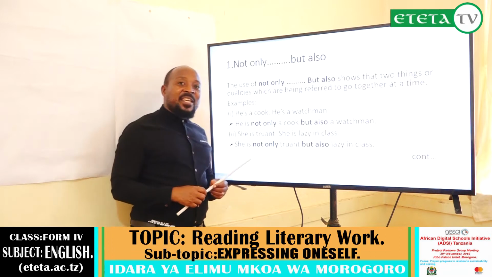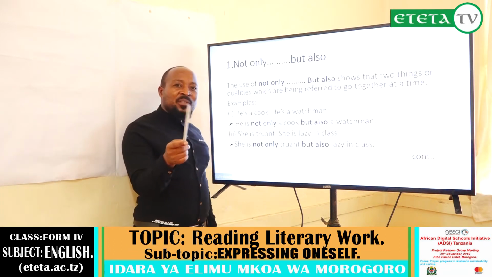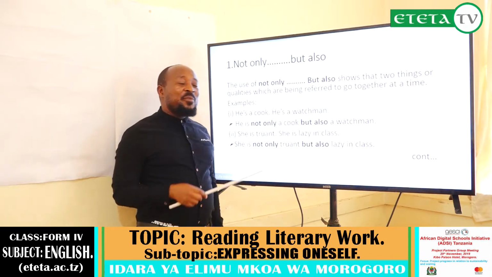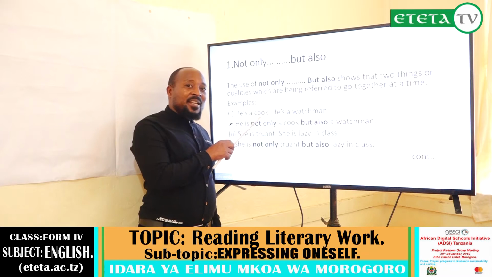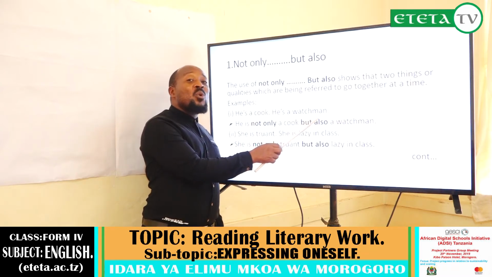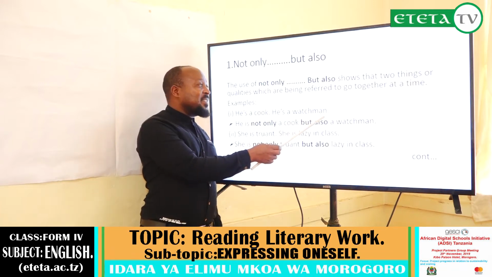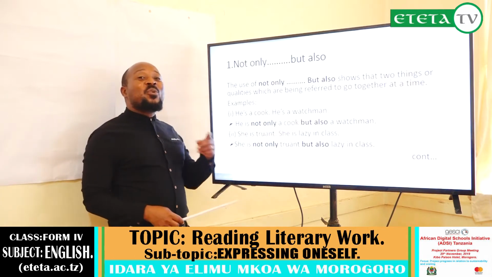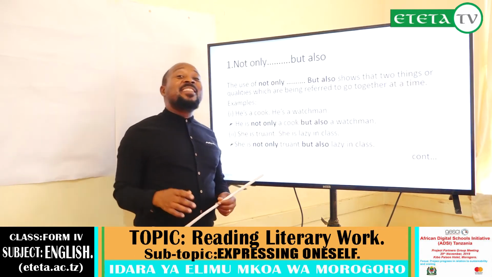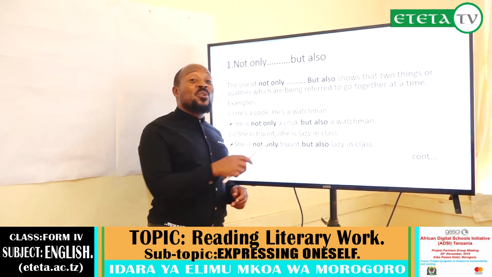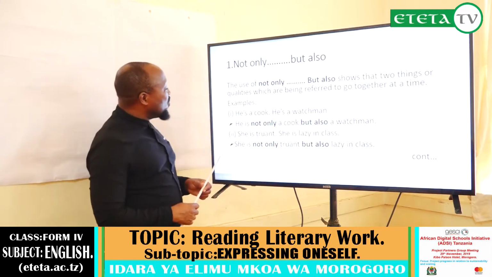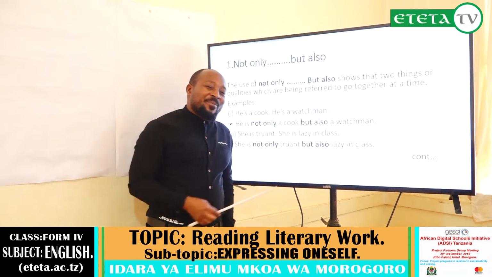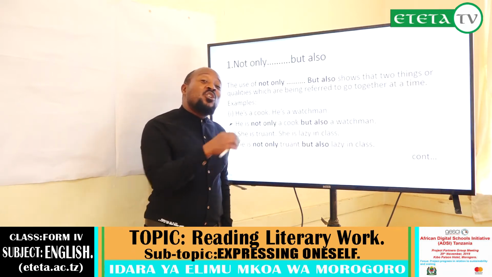For example, let's check here. You have this one person who has two occupations. Firstly, he is a cook. And secondly, he is a watchman. He is a cook, but at the same time, he is a watchman. So you can see that these are two occupations which are taking place at the same time. He's a cook, and also he is a watchman. By doing so, we say he is not only a cook, but also a watchman.